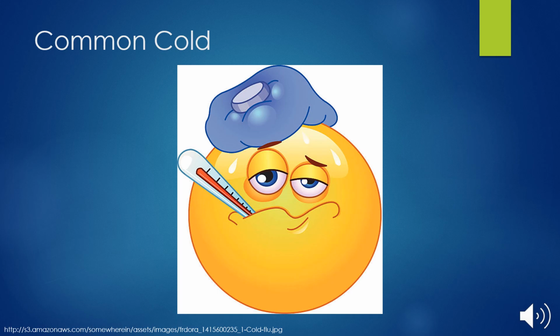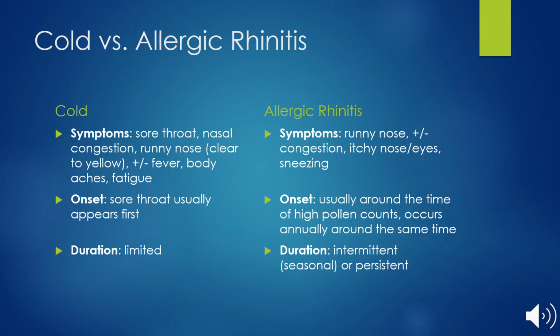So now that we've wrapped up allergic rhinitis, we're going to transition into talking about the common cold. The common cold can be confused with allergic rhinitis easily, so I wanted to point out some key differences between a common cold and allergic rhinitis. There is a lot of overlap, but some of the key differences would be things like sore throat. The things that do overlap would be the congestion and the runny nose, but typically the things that differentiate it would be, maybe plus or minus fever, body aches, fatigue, and that sore throat. And typically with colds, that sore throat usually appears first before any other symptoms.